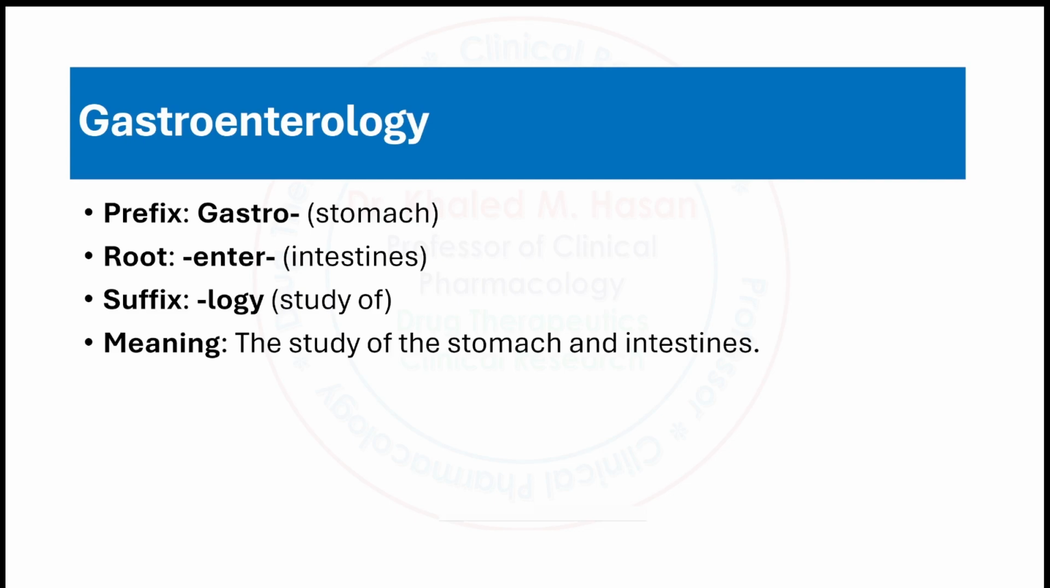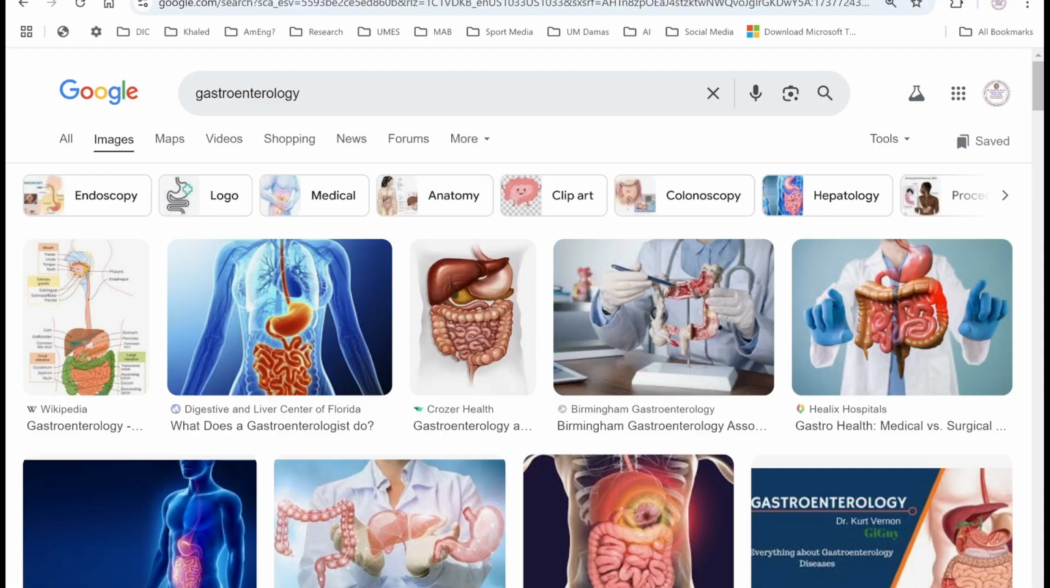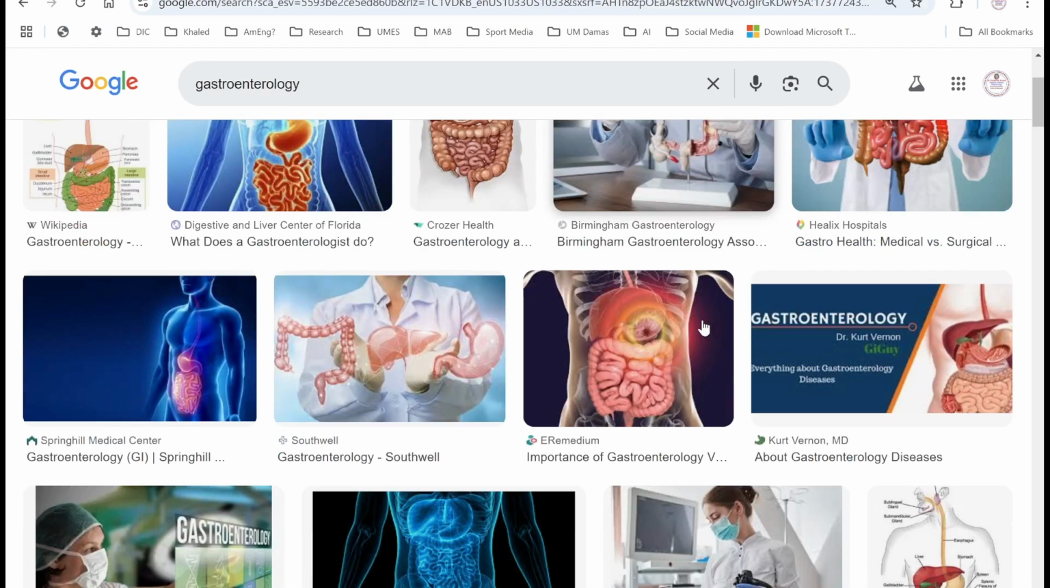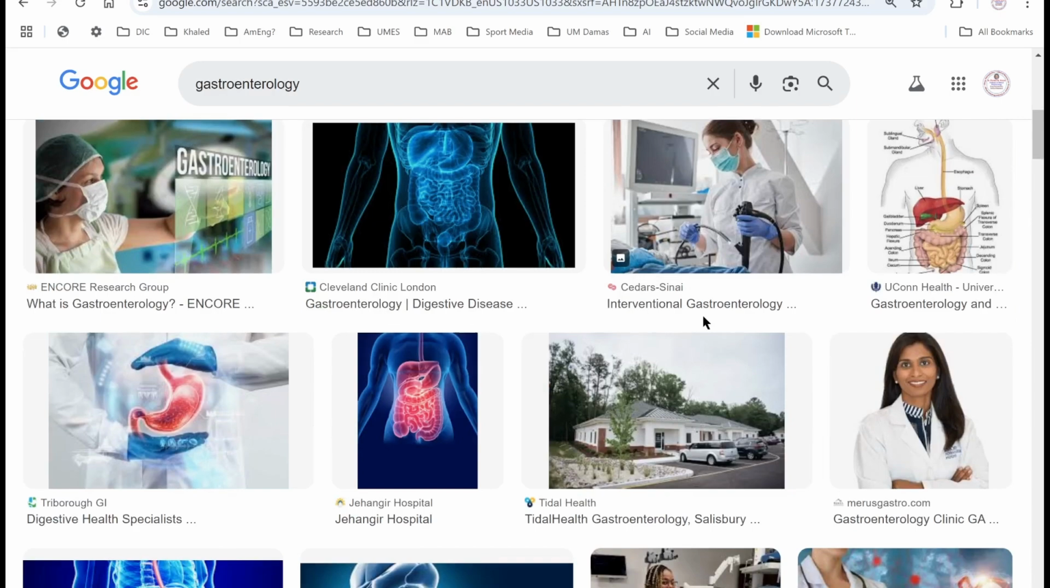It's not only the stomach, we are also talking about the intestine. Here we need to remember that the intestine has two main parts, the small intestine and the large intestine. With the large intestine, we talk about the colon. We have some images for gastroenterology here. You can see we are talking about the mouth, the esophagus, the stomach, the intestine, and sometimes even the liver. So you can see the whole system here belongs to gastroenterology. Speaking about the GI system: gastroenterology, stomach, intestine.